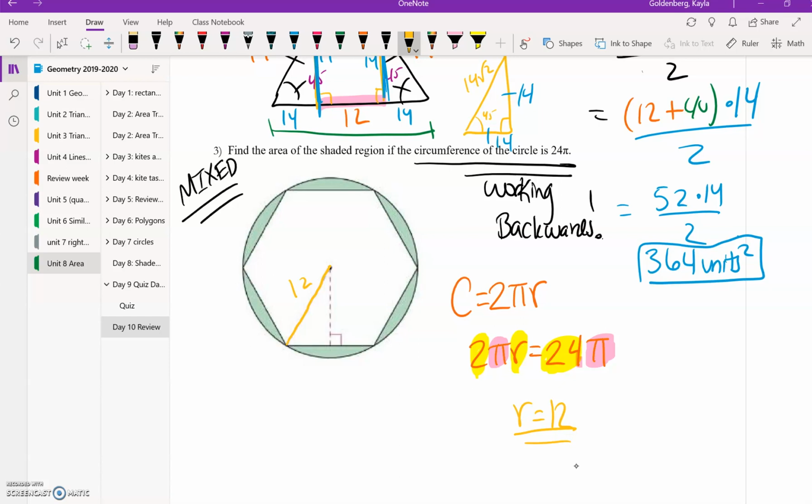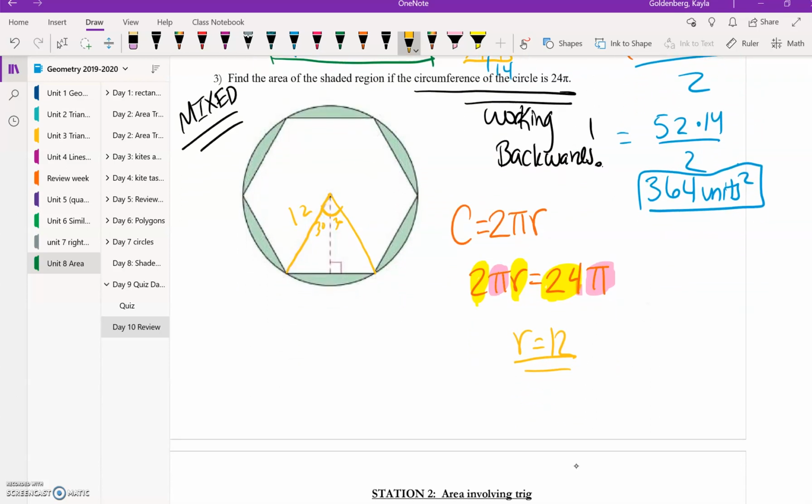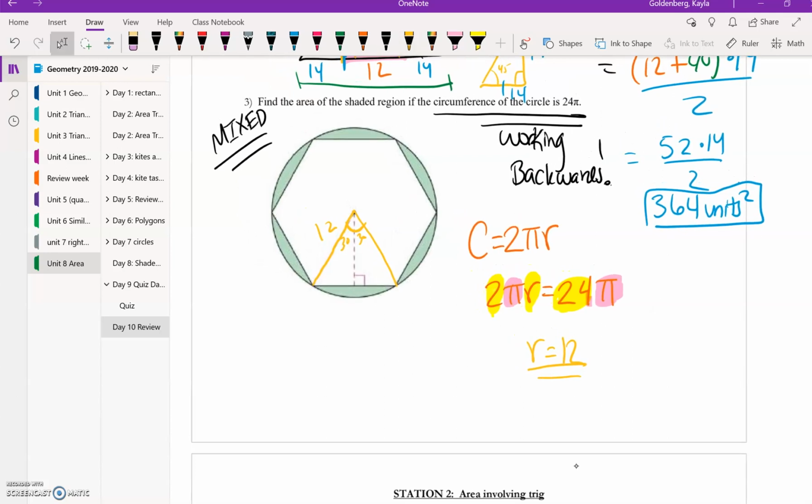Let's see. We're going to assume that this is a regular hexagon. So that means that if the upper angle is 60, you've got 30 and 30. So you've got a nice 30, 60, 90 here. For 30, 60, 90 triangles, we can use that to find different measurements. We want to find the area of the hexagon as well as the area of the circle to then subtract them and get what's left over, right? So we're going to find hexagon area, we're going to do circle area over here, and then we're going to do circle minus hexagon.